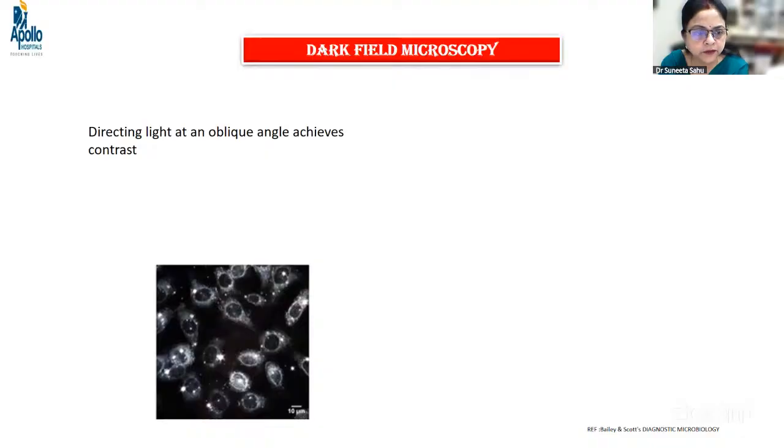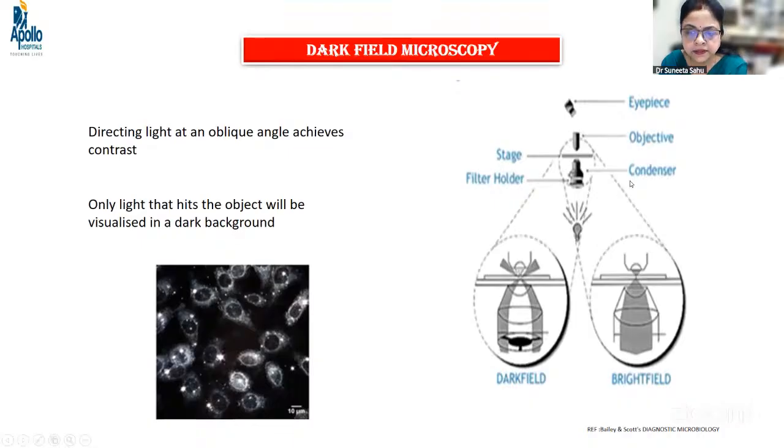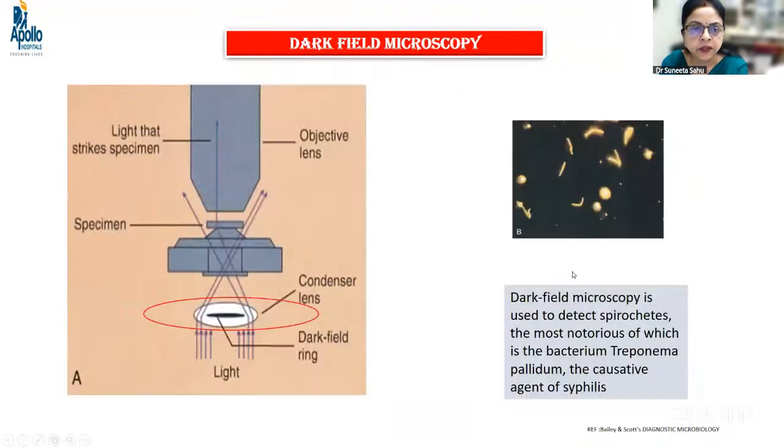Now coming to dark field microscopy, the light is directed at an oblique angle, and that is how it achieves contrast and gives better visibility. The only light that hits the object will be visualized against a dark background, and this is how dark field microscopy works. The light enters through a dark field and then gets scattered, and finally what we get is a brighter version of the specimen which is present in the slide.